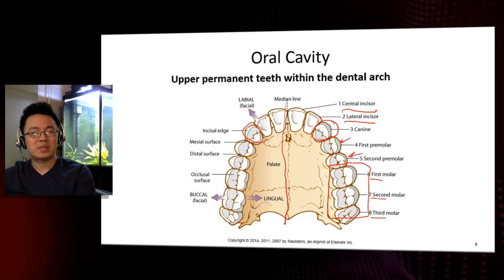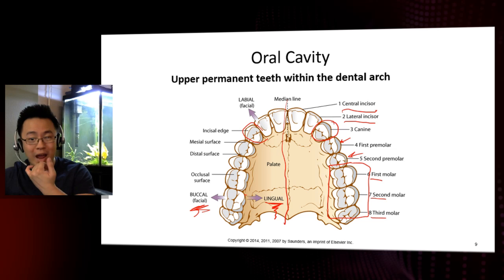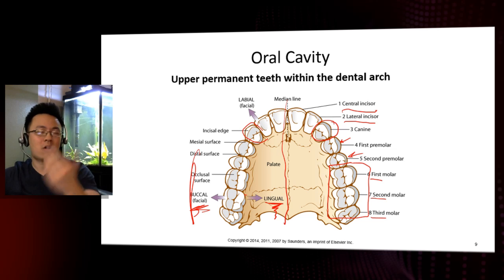If we're talking about the side of the oral cavity that's toward the tongue, that would be known as the lingual. And if we're talking about the side that's toward the cheeks or toward the outside of the face, that would be known as buccal. More specifically toward the cheeks, because your cheeks are sitting out here. So therefore they call it the buccal region.